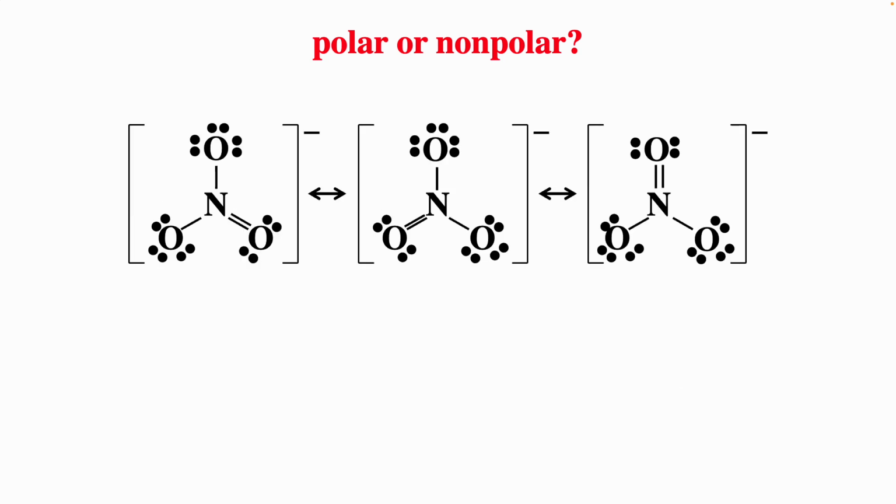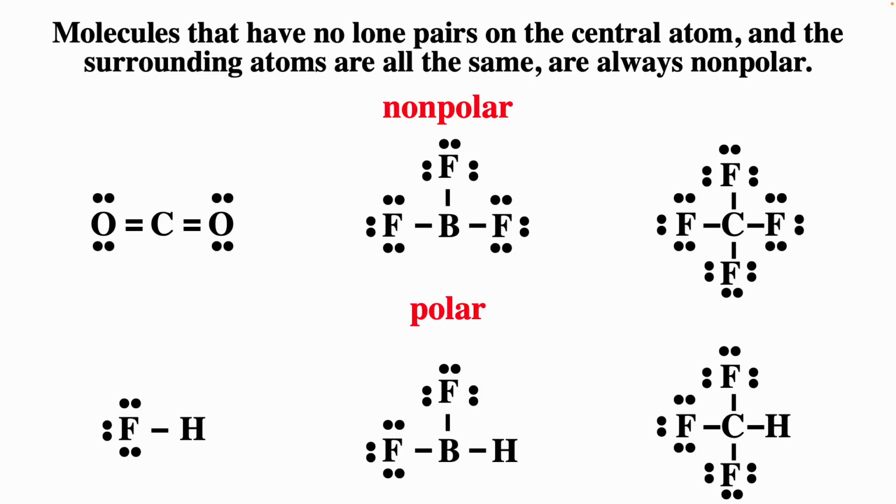We could ask about the nitrate ion. Now, remember, you got 3 resonant structures. Each of these nitrogen oxygen bonds should be exactly equivalent, but it's symmetric. You have a center atom surrounded by the same type of atom, no lone pairs, and so it has to be nonpolar. And so these guys all have center atoms surrounded by the same type of atoms, no lone pairs. And so the top three have to be nonpolar.